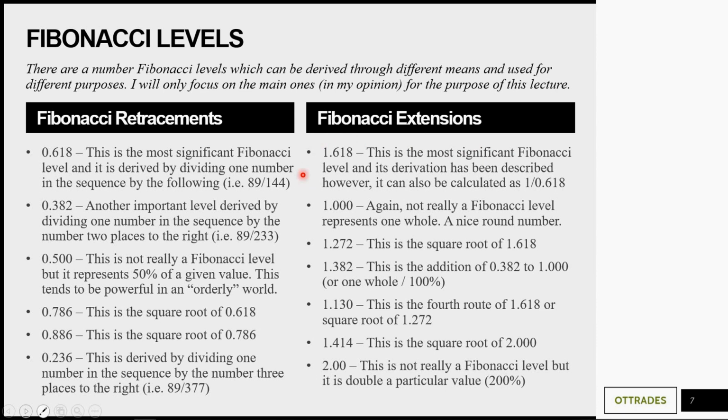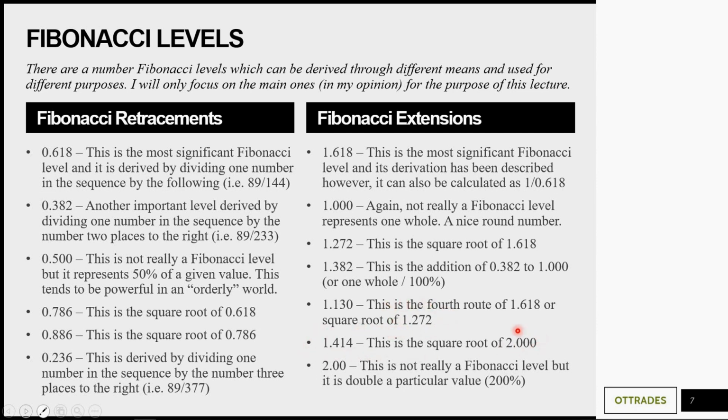And the extension levels, obviously 1.618 we've covered. 1, again, like the 0.5 retracement, is not really a Fibonacci level, but it represents a whole, so 100%, which is a nice round number, and we like nice round numbers. 1.272 is the square root of 1.618. 1.382 is the addition of 0.382 to one whole, or 100%. 1.13 is the fourth root of 1.618, or the square root of 1.272.